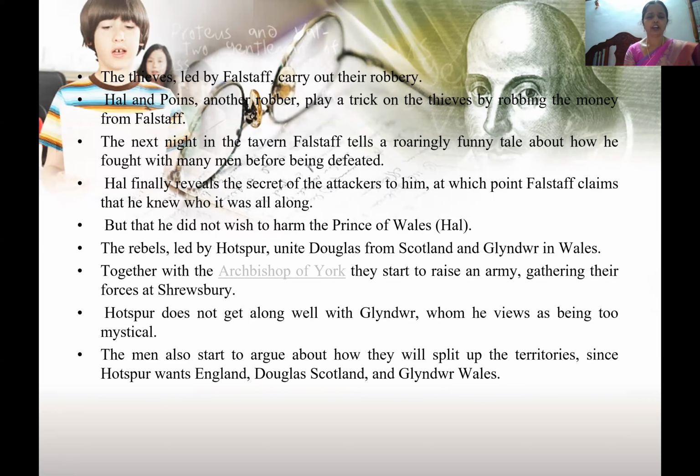The rebels, led by Hotspur, unite with Douglas from Scotland and Glyndŵr in Wales. Together with the Archbishop of York, they start to raise an army, gathering their forces at Shrewsbury. Hotspur does not get along well with Glyndŵr, whom he views as being too mystical. The men also start to argue about how they will split up the territories, since Hotspur wants England, Douglas Scotland, and Glyndŵr Wales.